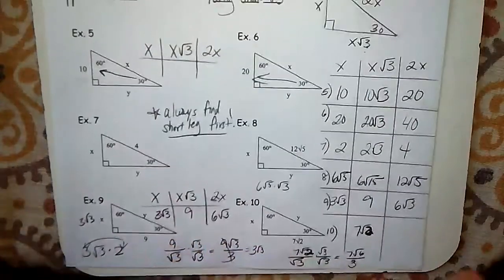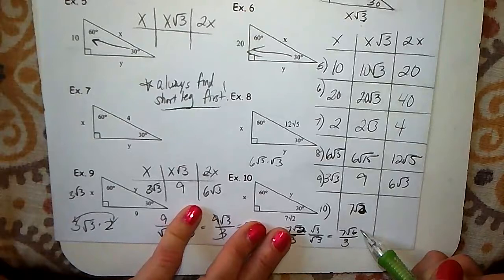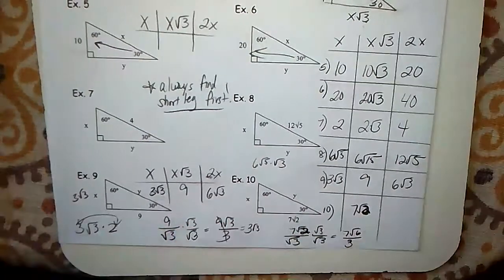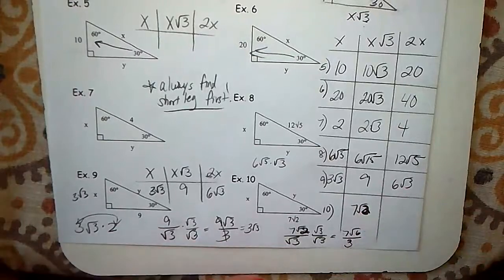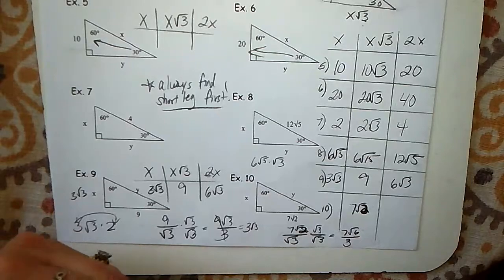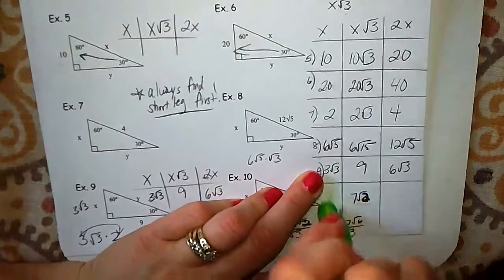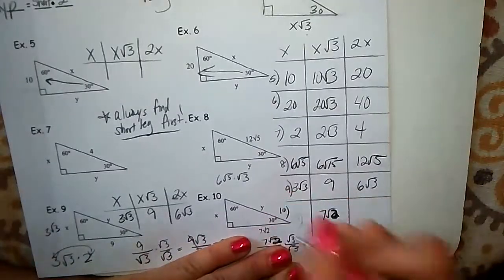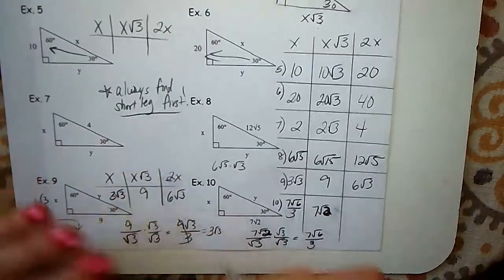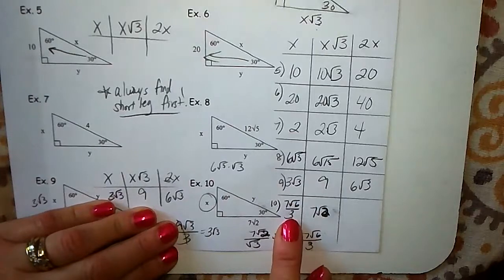Now, you can't cancel anything. That 3 is a whole number. That root 6 is not worth 6. The only numbers you could cancel would be the 3 and the 7, and of course, you can't cancel those. So the answer to this part right here for the length of the short leg, I'm going to move that over, is going to be 7 root 6 over 3. That is the length of the short leg right here, 7 root 6 over 3.